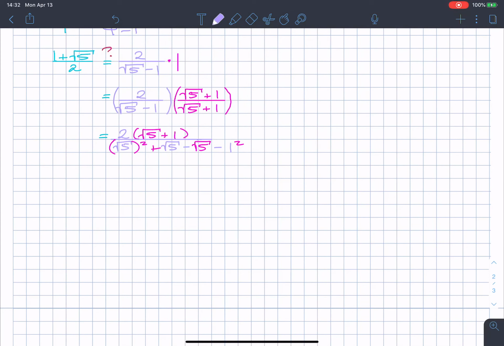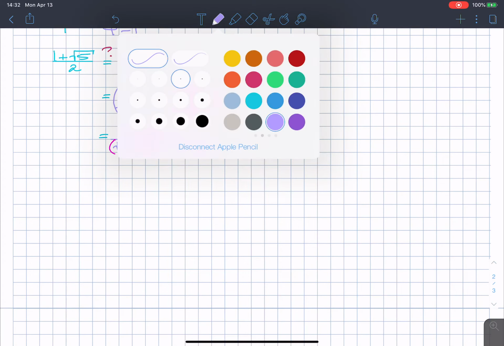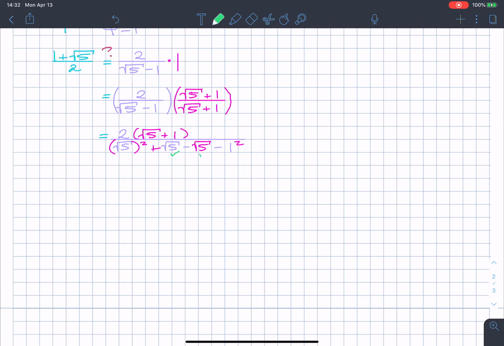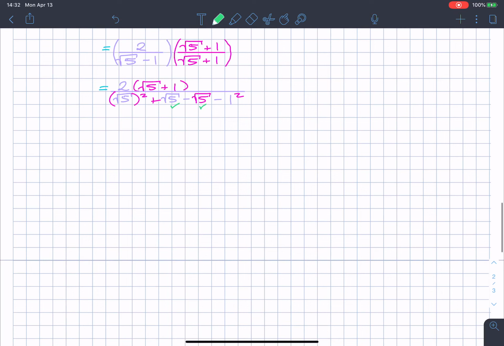Okay, so that's FOILing that out. I know that the square root of 5 goes away. So let's distribute in the numerator. So what do we get? In blue, the numerator becomes 2 times the square root. Actually, do you know what? Let me not distribute because I see what's coming.